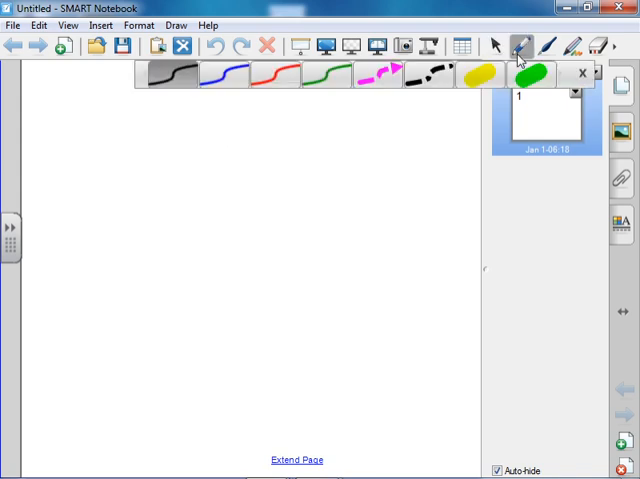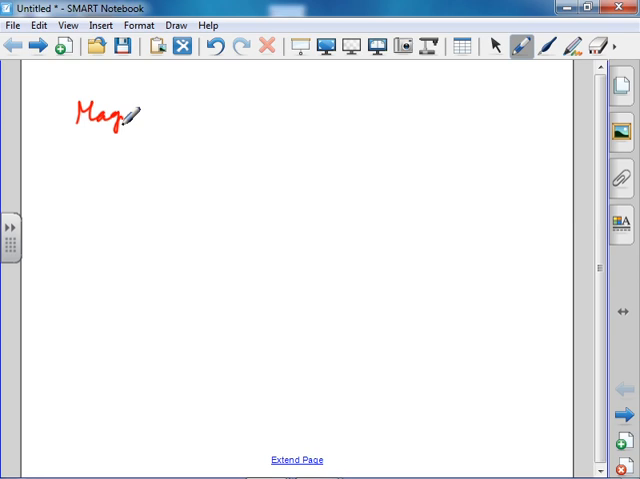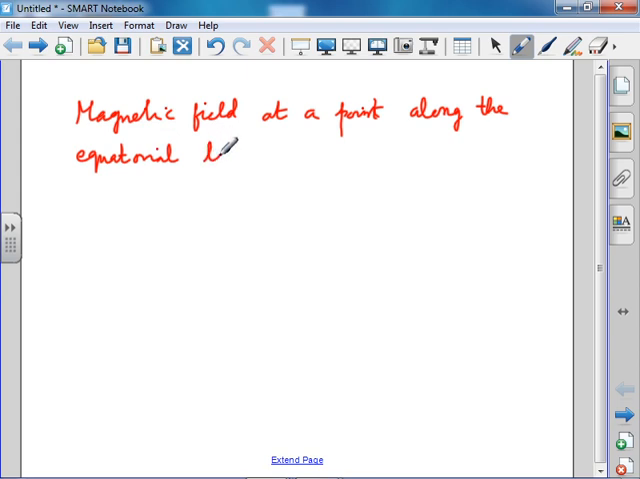Here we are going to learn the magnetic field at a point along the equatorial line due to a magnetic dipole of a bar magnet.